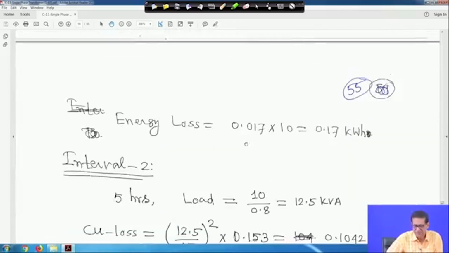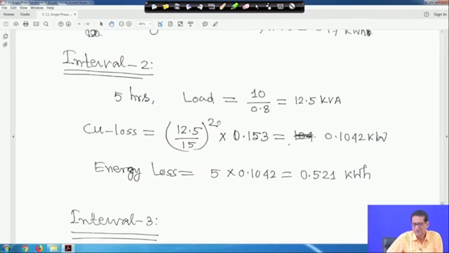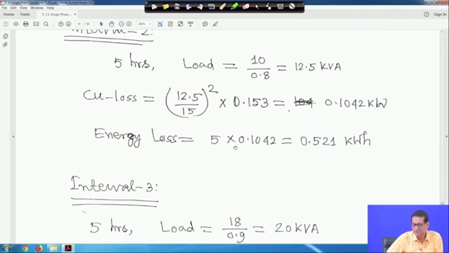Similarly, interval 2, 5 hours. The load is 12.5 kVA, because 10 by 0.8 is the power factor. So, copper loss will be 12.5 upon 15 square into 0.153, so 0.1042 kilowatt. So, energy loss will be 5 into 0.1042, that is 0.521 kilowatt hour.